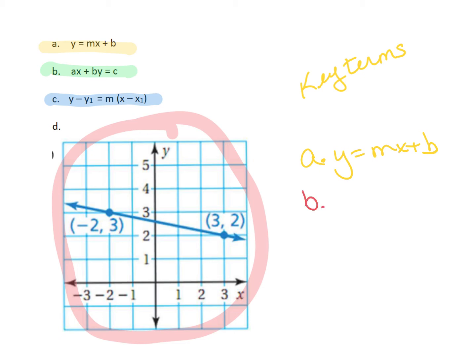Then you're going to do letter B. Ax plus By equals C. This is standard form, and give me all the words and definitions that relate to standard form. Do that again for C and then for D. And we will be talking about this in class as well, but this video is just to help remind you or if you were absent.